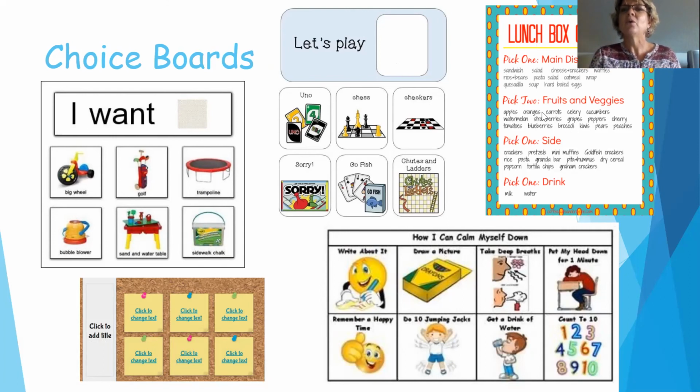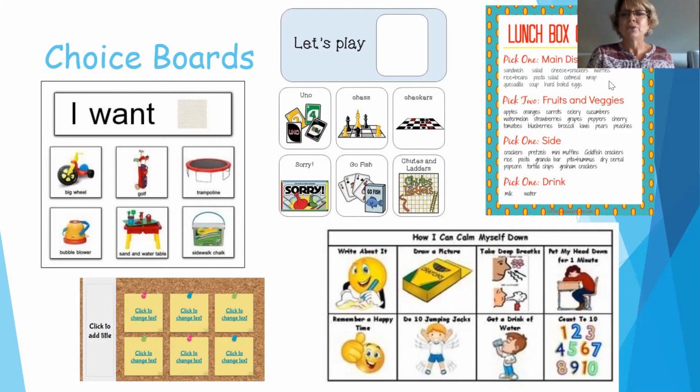Here's one for older students for packing their lunch. Pick one main dish, and they have listed all the main dishes that are available. Pick 2 fruits and veggies. Here's all the fruits and veggies that are available that are in the fridge right now. Pick one side. And it helps give students that framework, but there's choices within it.